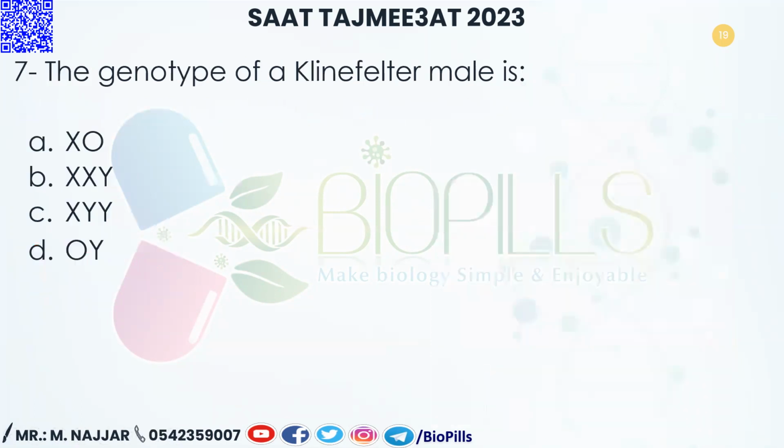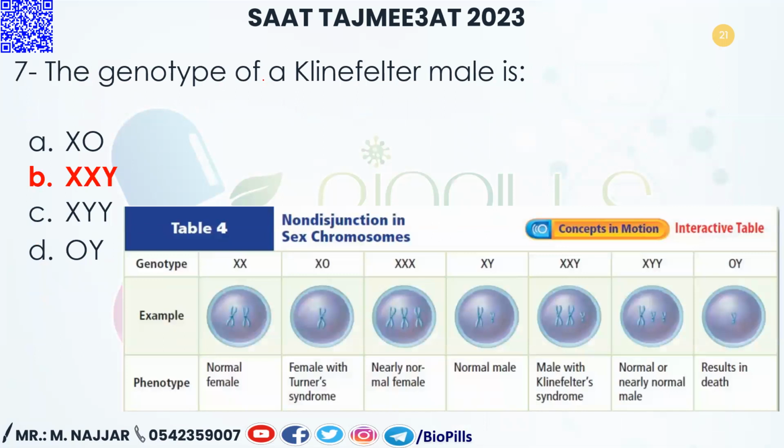The genotype of a Klinefelter male is, that's very easy, XXY. And here are all of the cases that you have to know. XX is the normal female, and on the other side XY is the normal male. X0 is Turner, and it came in one question, by the way. XXY is Klinefelter, and it came in more than one question. Triple X didn't come, but it is a nearly normal female with extra female sexual characteristics.